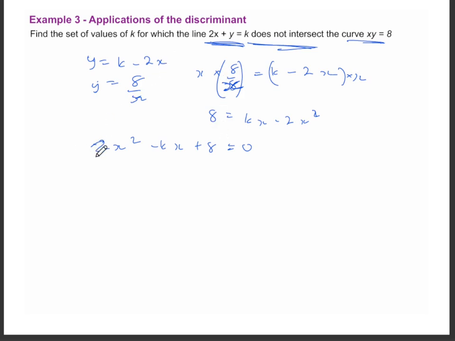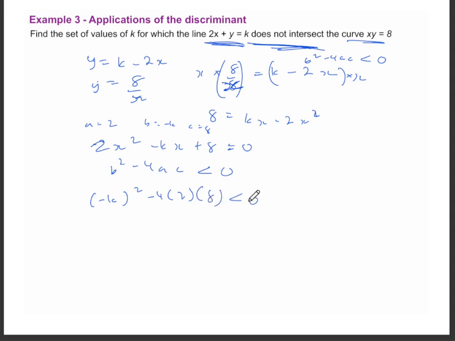Now we want to find the fact that b squared minus 4ac is less than 0. Okay, so we want to find that because you don't want it to intersect, which is the case of b squared minus 4ac less than 0. And here our a is 2, b is negative k, c is 8. So negative k squared minus 4 times 2 times 8, less than 0. K squared minus 64, less than 0. And you want to solve that.